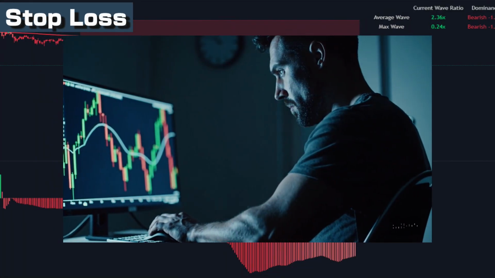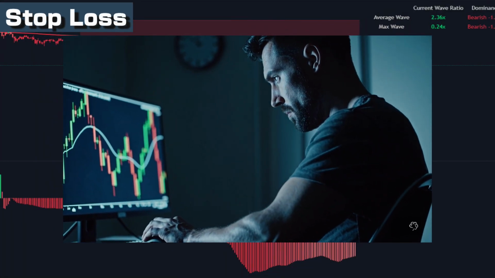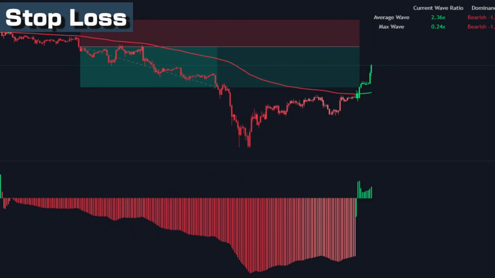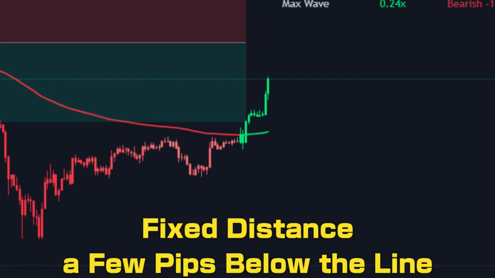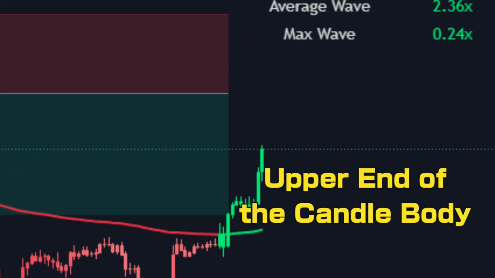Not sure where to place your stop loss? Here's a guide. If a candlestick closes above the trend line, exit the trade. For more precision, set the stop loss a few pips above the line or above the candlestick body.